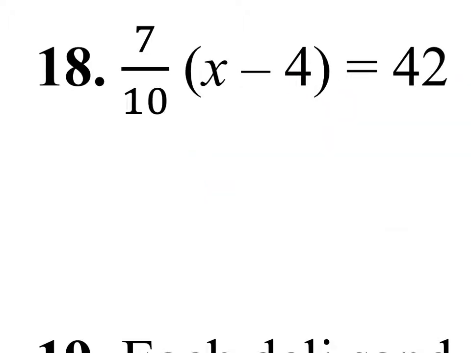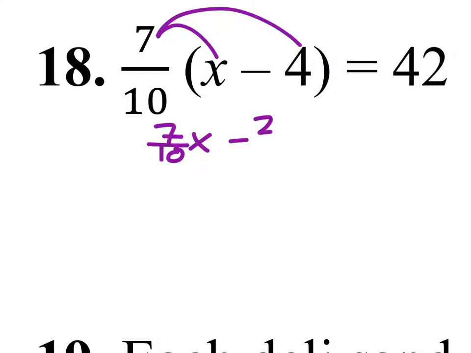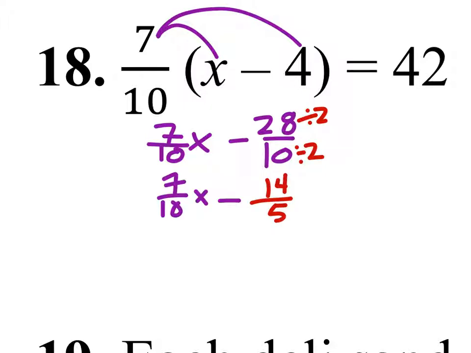This one turned out very different, and here's why: we got a fraction that we got to distribute into the parentheses. So let's distribute the 7/10 in here. That would give us 7/10 x minus 28/10. But I'm going to simplify that 28/10 by dividing both of these by 2. So really that's going to end up being 14/5. And this equals 42, by the way.